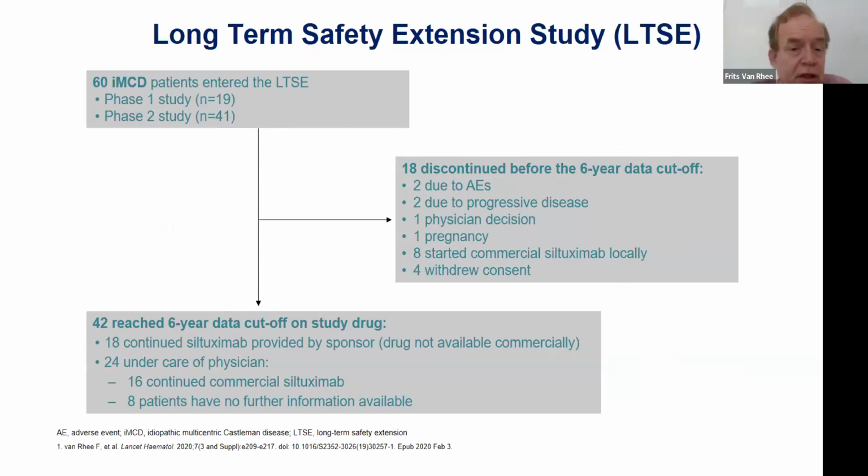Now, siltuximab is given every 3 weeks, and in principle, it's lifelong. So it's important to appreciate how safe this drug is when it's given lifelong. And for that purpose, we conducted a long-term extension study, and 19 patients from the phase 1 study and 41 patients from the phase 2 study were enrolled. And of these 60 patients, 18 discontinued prior to 2-year data cutoff. There were 2 adverse events, 2 had progressive disease, and there were also patients who came off study because they started commercial siltuximab once it was approved by the FDA in the United States.